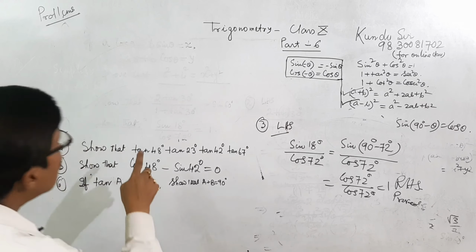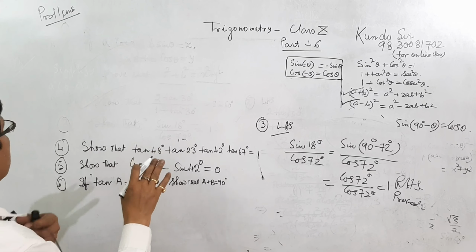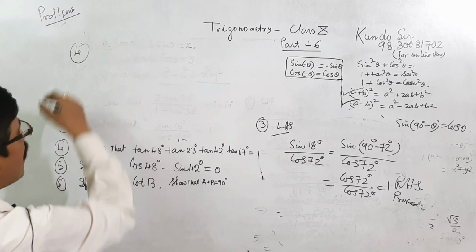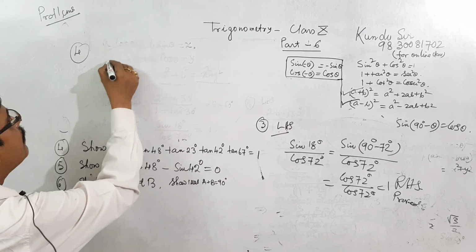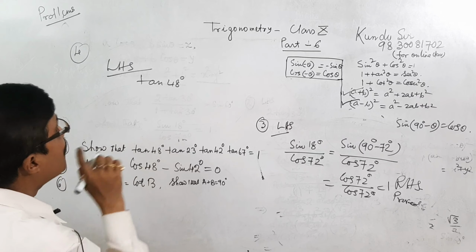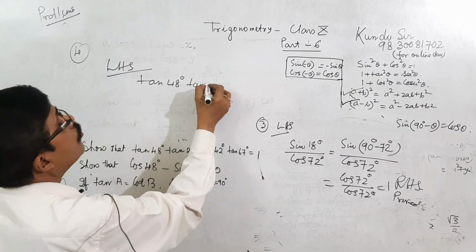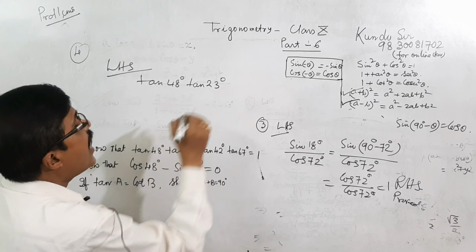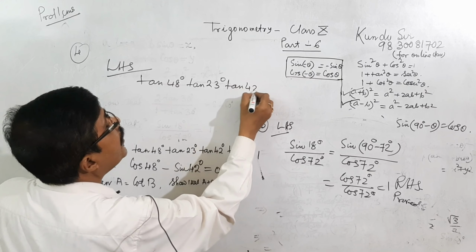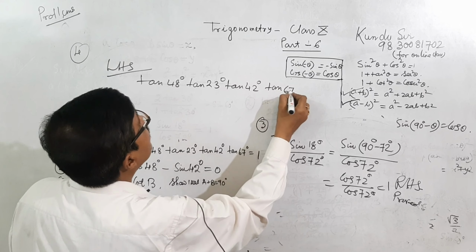Show that... it is equal to, most probably I forgot to write, most probably it will be 1. So at the time of writing down the problem, it may be. Now the left hand side: tan 48 degree, tan 23 degree, tan 42 degree, tan 67 degree.